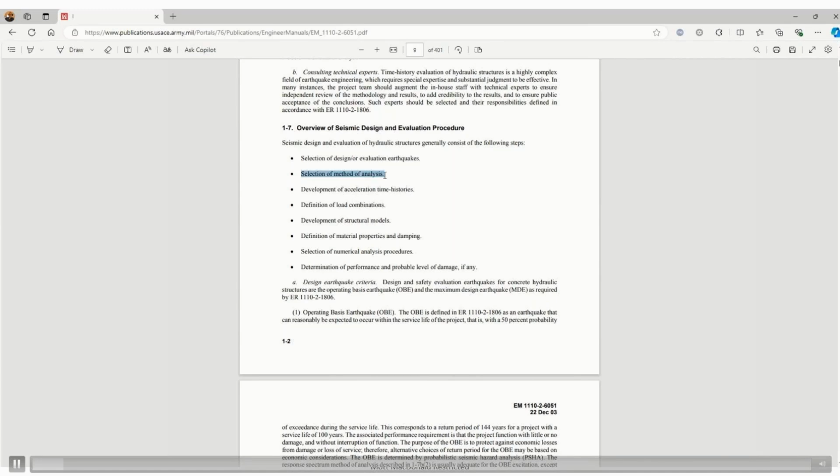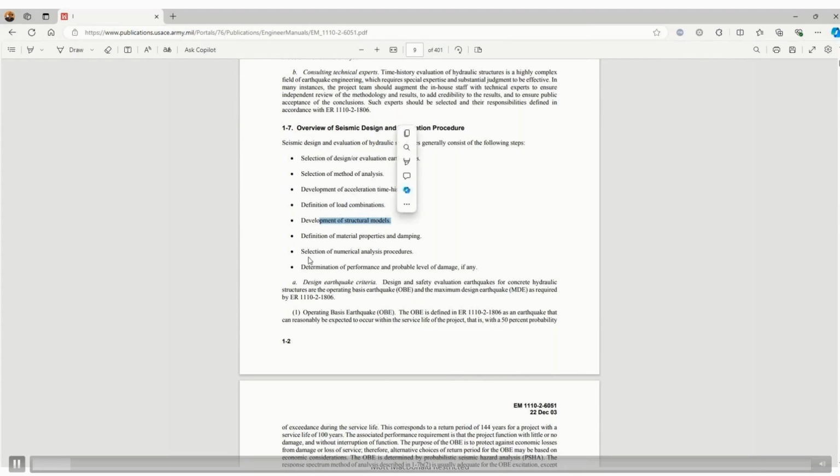Selection of method of analysis. We carried out pseudostatic analysis first, and then we jump to the time history analysis and development of acceleration time histories, that is already available with us with some other agencies. Definition of load combinations, that we have considered as per IS 6512. It is almost similar to engineering manual 2200. Okay, then development of structural model.